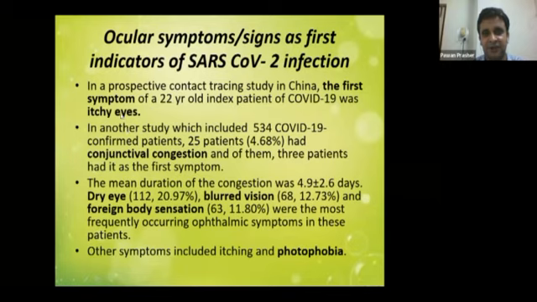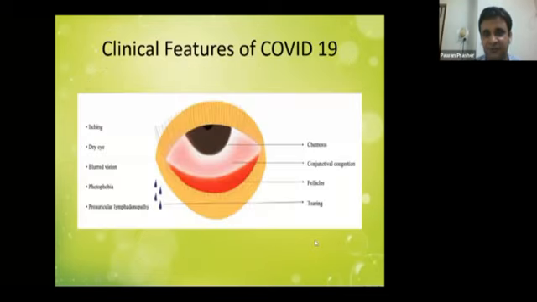Symptoms, as I said, are a myriad of symptoms. The first contact tracing patient had only itchy eyes. Then in another study, 4% had conjunctival congestion, and other symptoms included dry eye, blurred vision, foreign body sensation, itching, photophobia. So you never know what complaints the patient may present with, and we have to be open-minded for all sorts of complaints that the patient may be suffering.